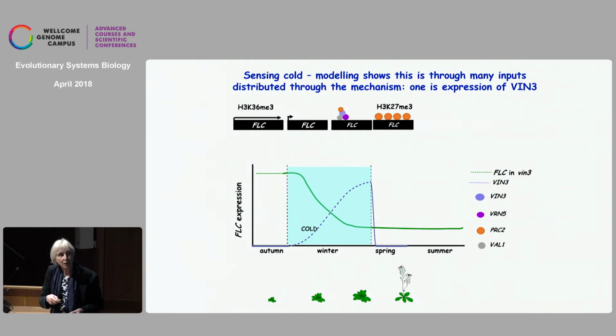So the only cold step I've told you so far is this induction of this PHD protein, VIN3. But when we looked in a VIN3 mutant, completely defective in this protein, this is what FLC does. It sort of starts to go down quite normally. You then just can't hold the silencing. So that suggested there were other cold steps earlier on.